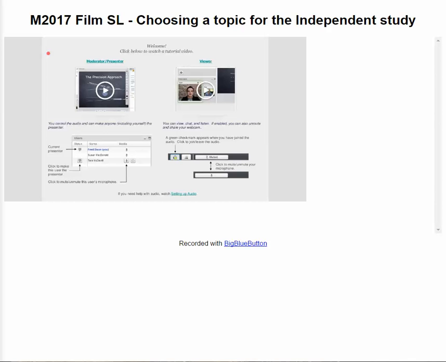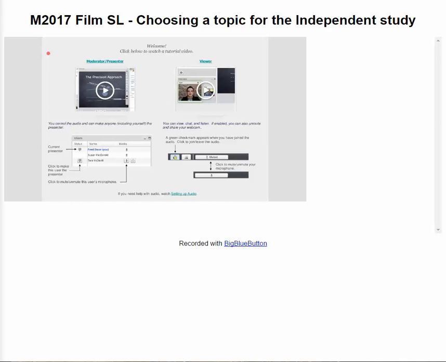But that doesn't really make much difference, because in choosing a topic for the independent study, the process for both HL and SL are the same. So, your topic, what should it be?